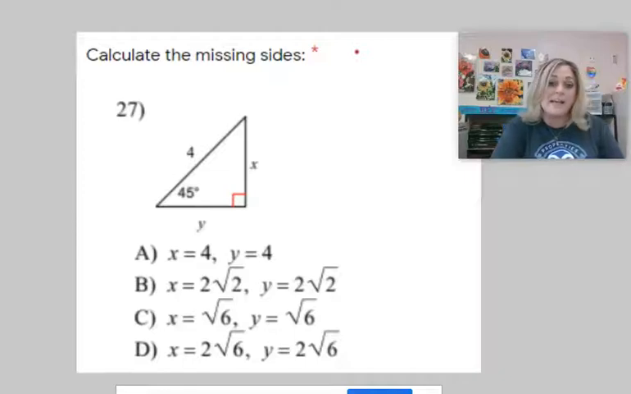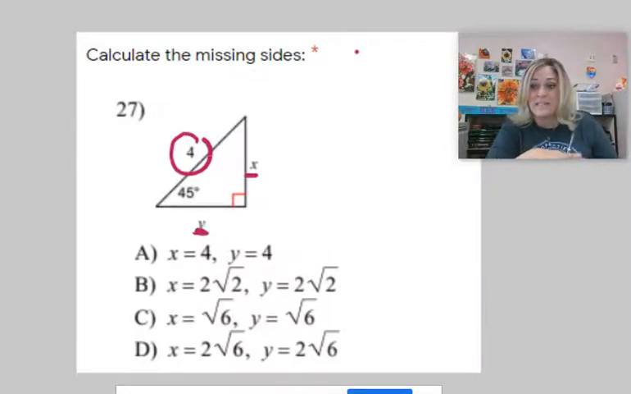All right, we have a triangle. It has one side given, but we're missing the other two sides, which means we can't use Pythagorean theorem, at least not yet, because for Pythagorean theorem, you need two sides. So I have some options. I could use special right triangles.